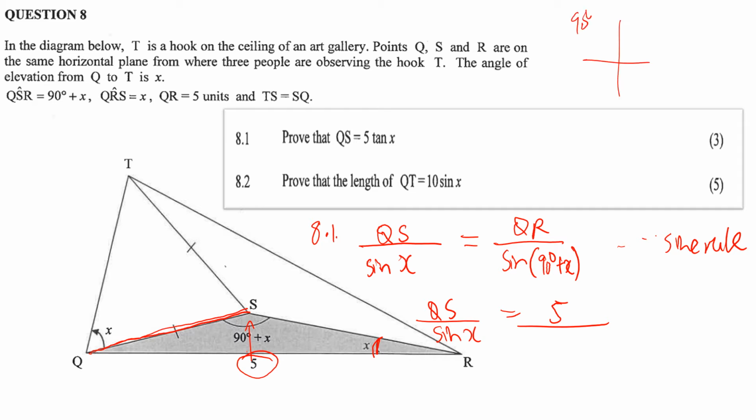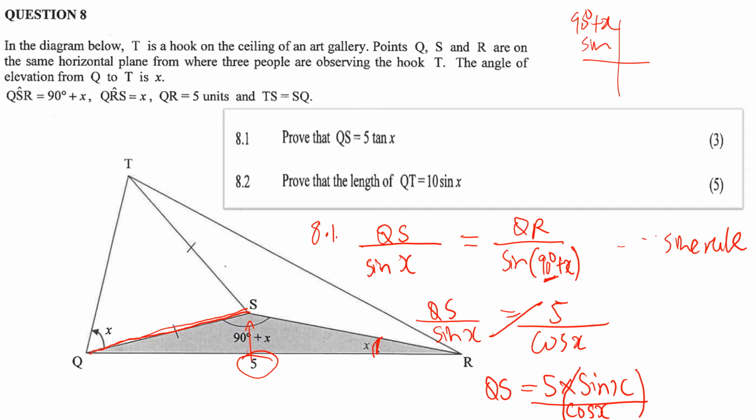Now 90 degrees plus X is found in the second quadrant where sine is positive, meaning the answer must be positive. But 90 degrees will change sine into cos, because it's a cofunction. It will be cos X. To solve for QS, we can simply cross multiply. Then QS will be equal to 5 multiplied by sine X, all divided by cos X. Sine X over cos X is an identity that is equal to tan X. Then we have proven that indeed QS is equal to 5 times tan X.